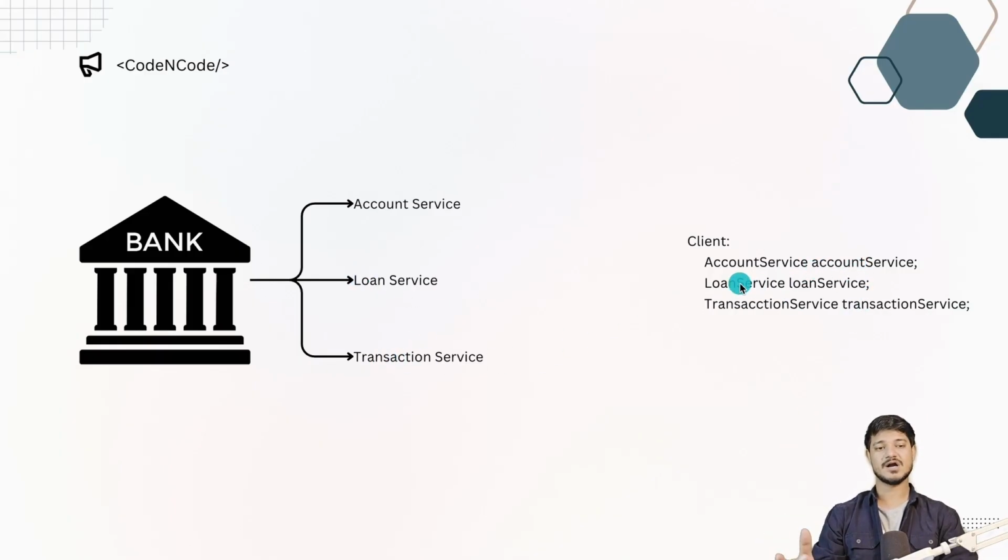The client will have the account service, loan service, and transaction service. I think I have added the letter C twice in transaction, just remember that. So the client needs to have all of these to themselves. Now take an example of an authentication service also. Before you do any kind of transaction, like an ATM withdrawal, you need to be authenticated. So add an authentication service also. So the client needs to have four services in just this example.